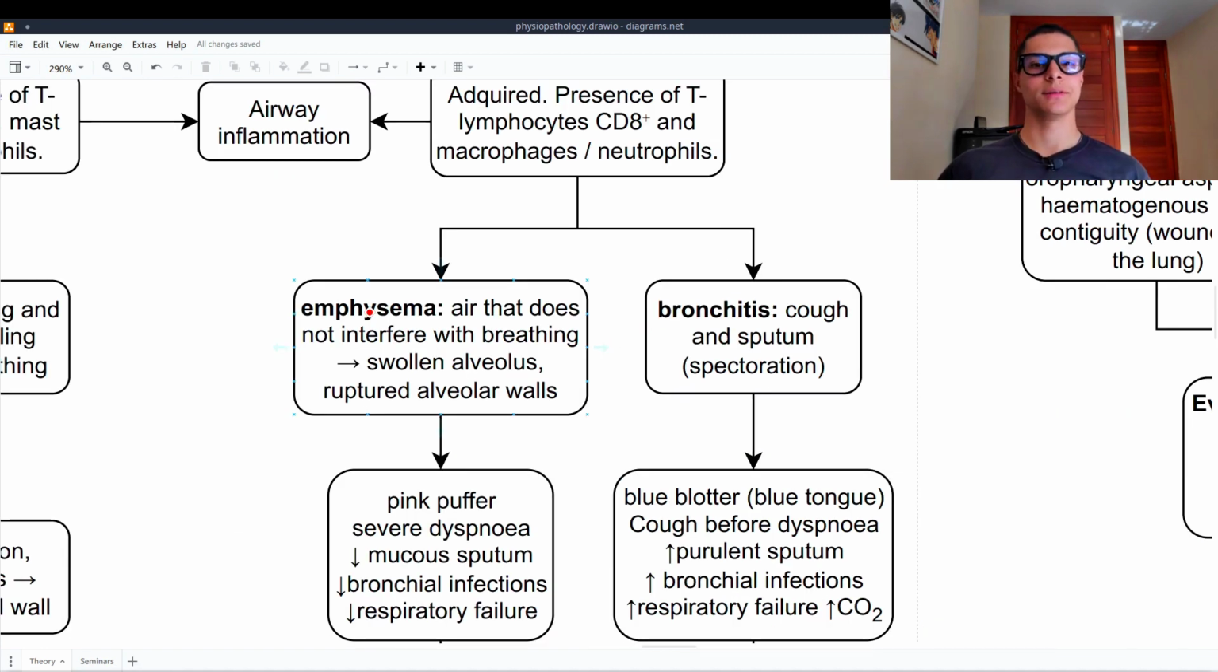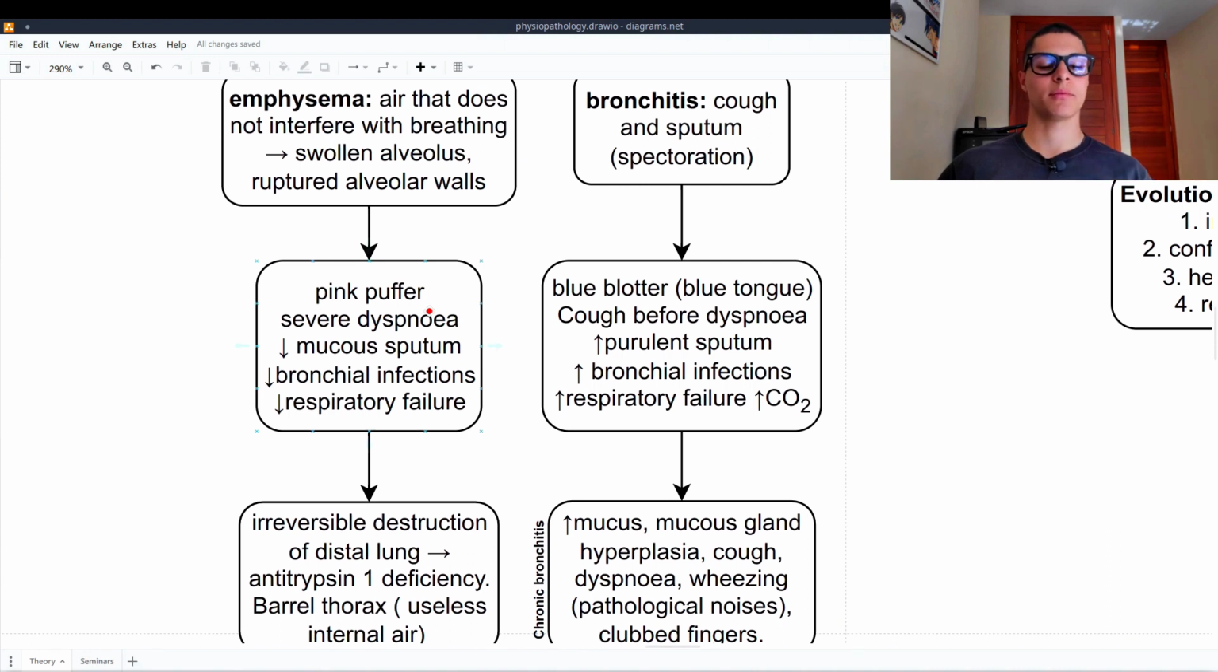On the other hand, the COPD, the chronic obstructive pulmonary disease, has both emphysema and bronchitis, as we said. The emphysema is air that interferes with breathing. This is because of a swollen alveolus or a ruptured alveolar wall. On the other hand, the bronchitis is characterized by sputum and expectoration. The emphysema is the pink puffer: severe dyspnea, low mucus sputum, low bronchial infections, and low respiratory failure.